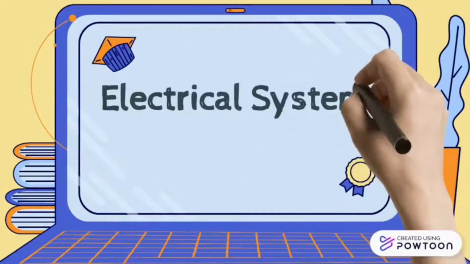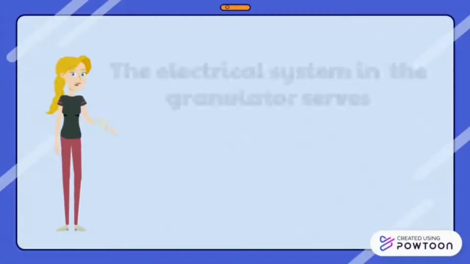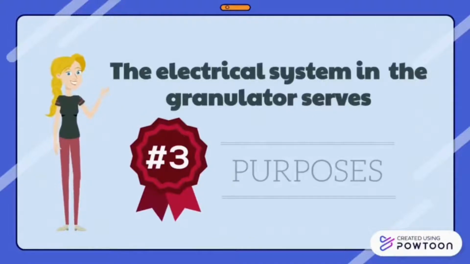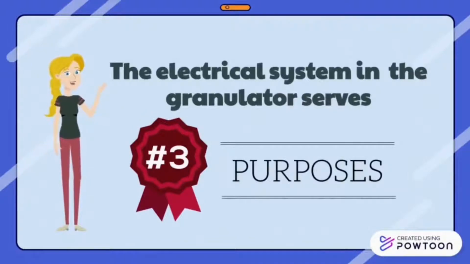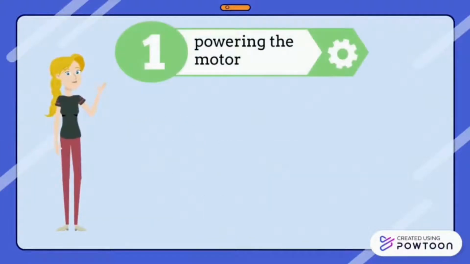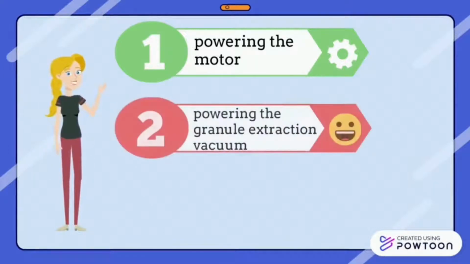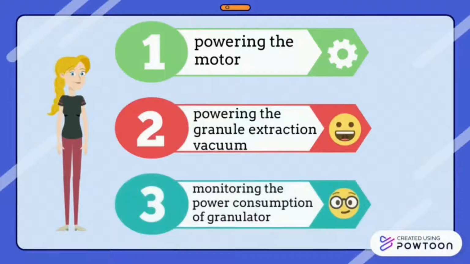Electrical system in granulator. Electrical system in granulator serves three purposes. First, powering the motor. Second, powering the granule extraction vacuum. Third, monitoring the power consumption of granulator.